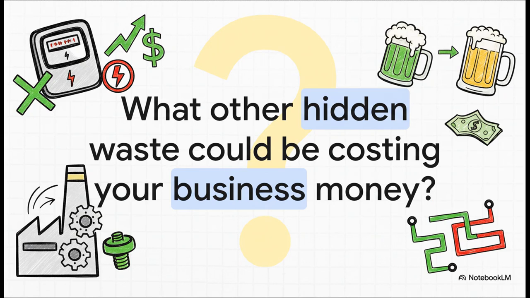So we've just exposed two major sources of hidden waste that were right under our noses the whole time. It really makes you wonder, doesn't it? If this much money and capacity can be saved by optimizing something as basic as electricity, what other invisible inefficiencies are just hiding in plain sight, waiting to be found?